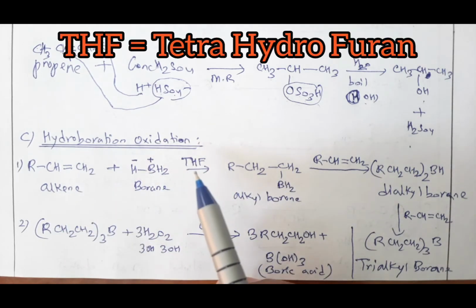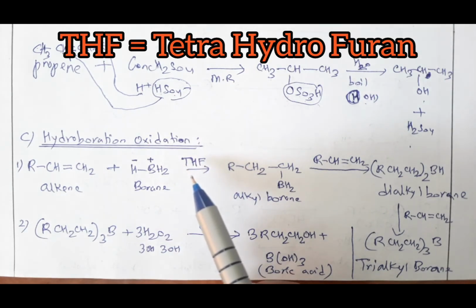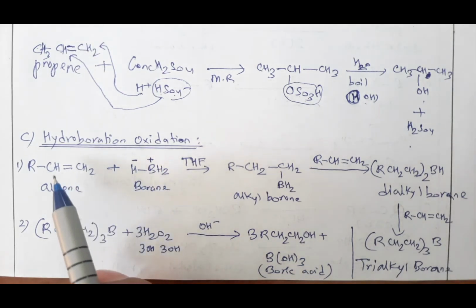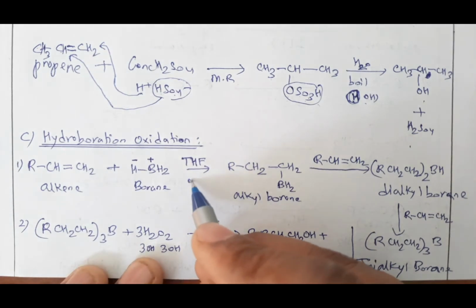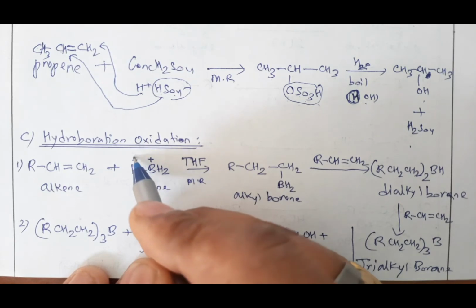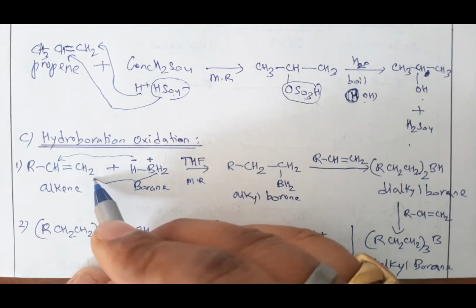And in this, we use medium as tetrahydrofuran. THF means tetrahydrofuran, which acts as a solvent here, and boron formula is BH3, in which H is negative, BH2 is positive. Now again, if you see here, double bond adjacent carbon does not have the same number of hydrogen, means it is unsymmetrical, so you have to use Markovnikov rule here also. So negative will go to the carbon with less hydrogen, and positive will go to the one with more.